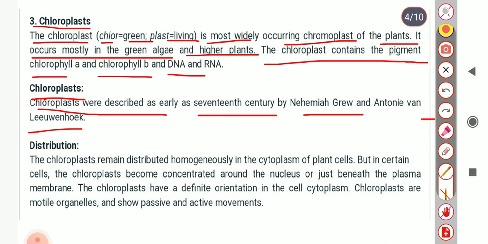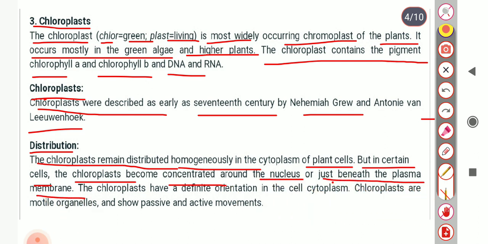Distribution. The chloroplasts remain distributed homogeneously in the cytoplasm of the plant cell, but in certain cells the chloroplasts become concentrated around the nucleus, just beneath the plasma membrane. The chloroplasts have a defined orientation in the cell cytoplasm.